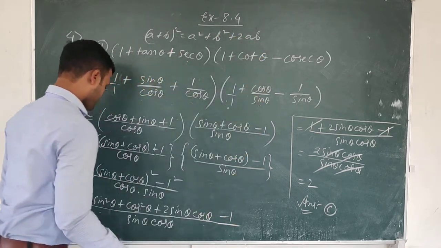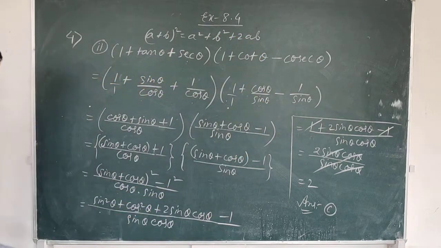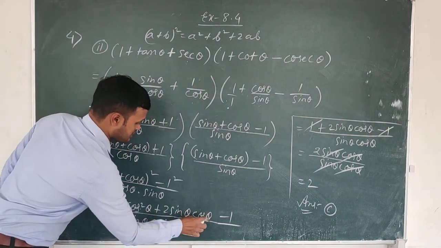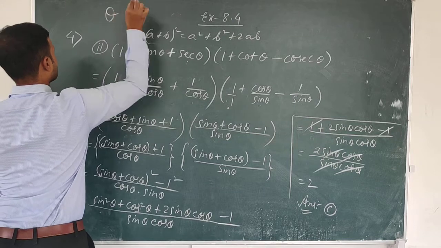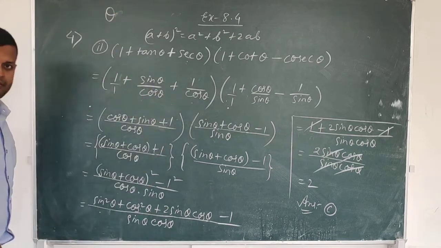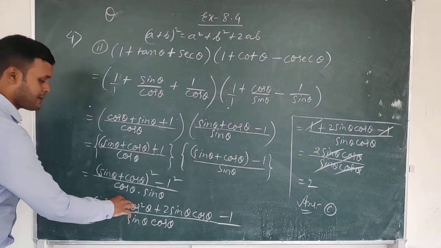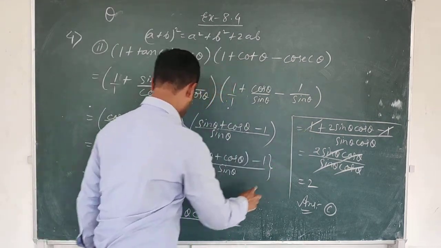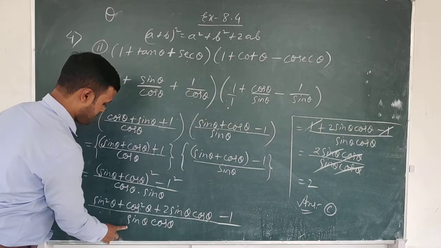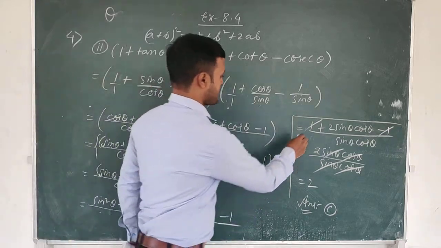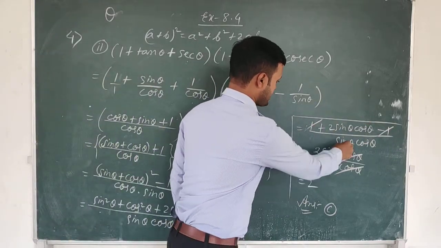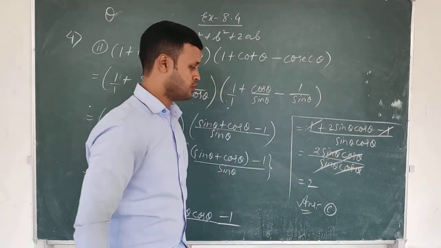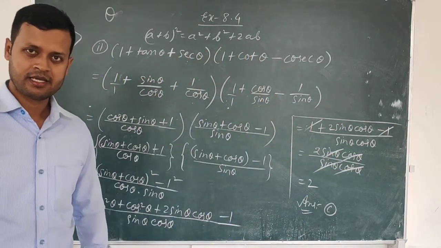So a square plus b square, sin square theta plus cos square theta plus 2 sin theta cos theta. Okay? So sin square theta plus cos square theta, students, what is the value? 1 plus 2 sin theta cos theta minus 1, and below sin theta into cos theta is there. So plus 1 and minus 1 is cancelled. 2 sin theta cos theta by sin theta cos theta, sin cancel, cos cancel, what will remain? 2. So the answer is C. Is it okay?